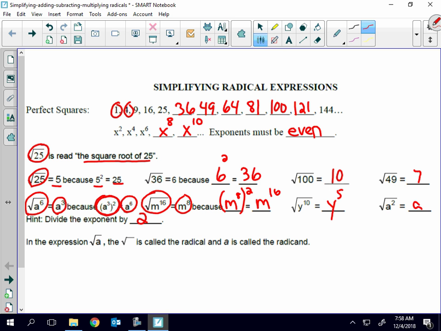In the expression, square root of a, the sign here is called the radical, and the letter underneath is called the radicand. So the number or letter underneath is the radicand, and you know the radical is the sign.